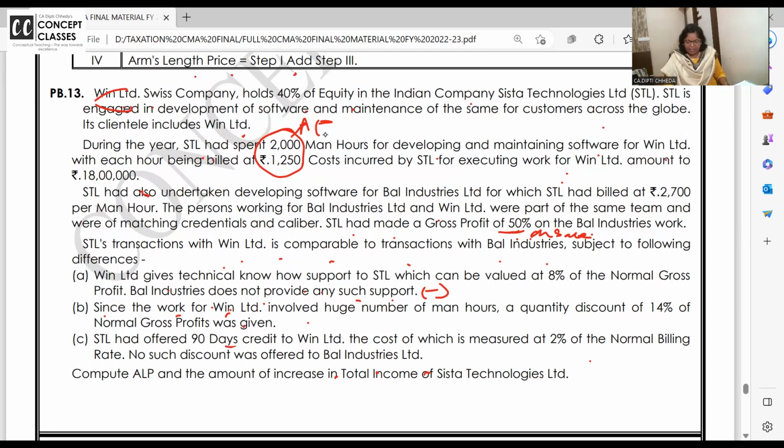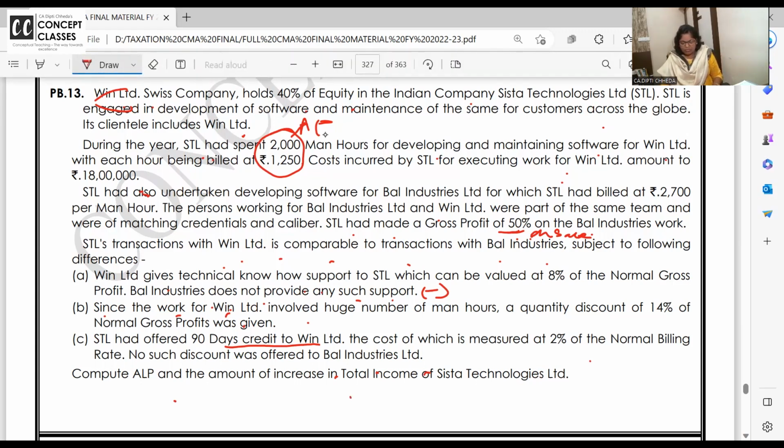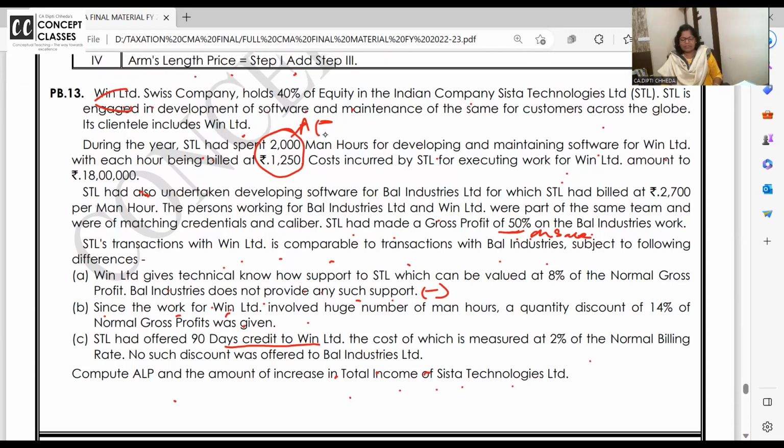See, whenever we give a credit period, say you are coming to my mobile store, I'm saying sir, if you take it with down payment, this is 30,000. If you take an installment credit period, if I give you 3 months time, then 35,000. So my profit will increase. Compute the ALP and amount of increase in the total income of Sista Limited. First read the problem again, if you have any doubt ask, otherwise read the problem again.